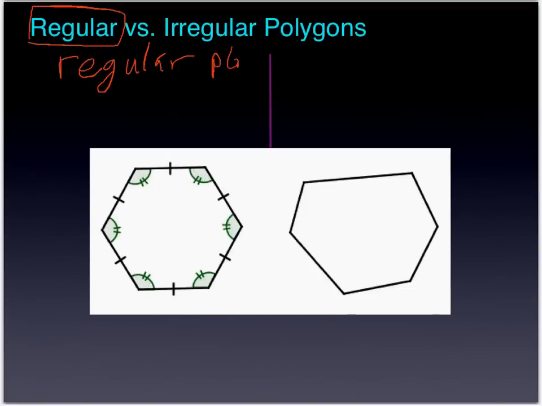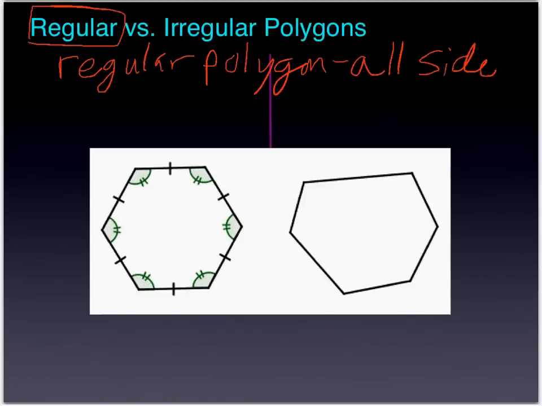Start from over. A regular polygon, all sides and angles are equal.